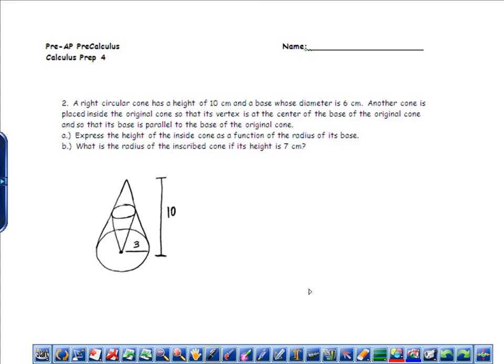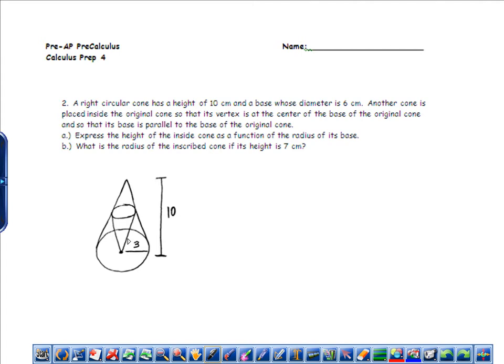Okay, so this is Calc Prep 4, word problems. We're going to work through example 2 in these notes. It says a right circular cone has a height of 10 centimeters and a base whose diameter is 6 centimeters. And so we can say that the radius of the larger cone is 3, half of 6.